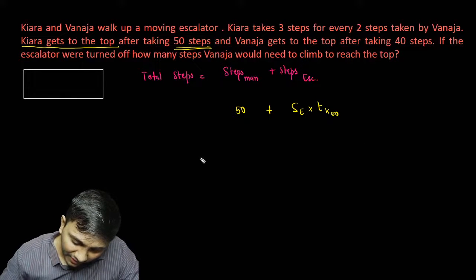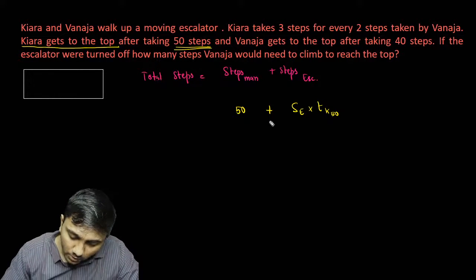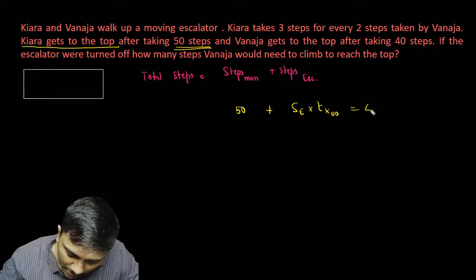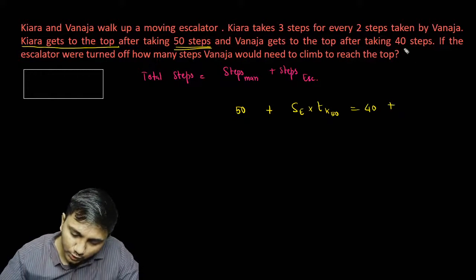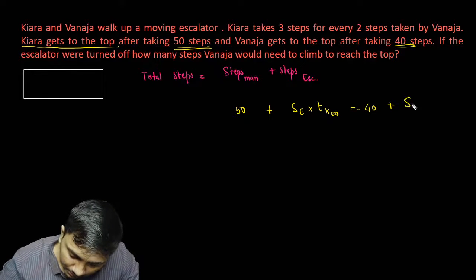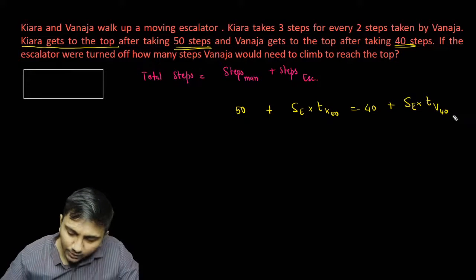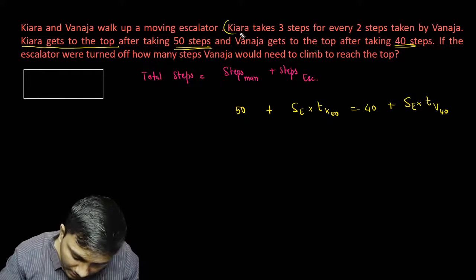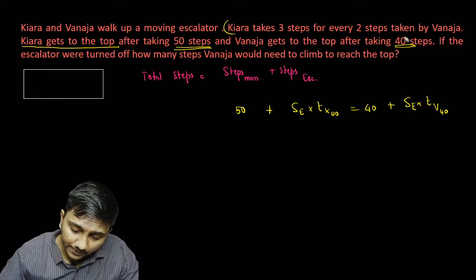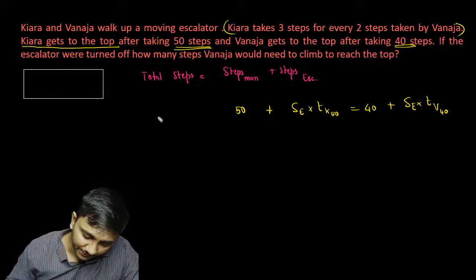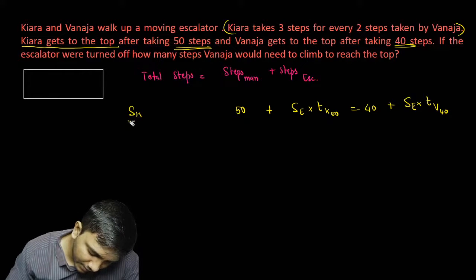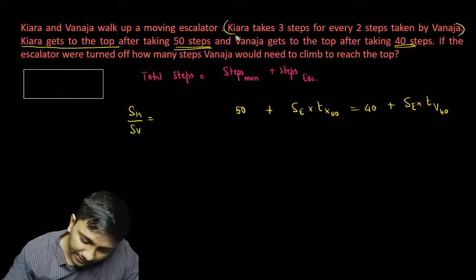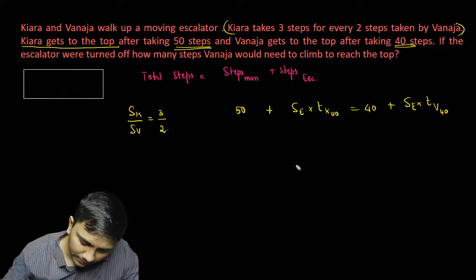Now when I do the same for Vanaja's case, which is going to be equal to total steps, so I can say that is also going to be equal to 40 plus, because Vanaja took only 40 steps, speed of escalator into time taken by Vanaja to take 40 steps. Now, something is given regarding their speeds. It is given Kiera takes 3 steps for every 2 steps taken by Vanaja. So I can say speed of Kiera by speed of Vanaja should be in the ratio 3:2.